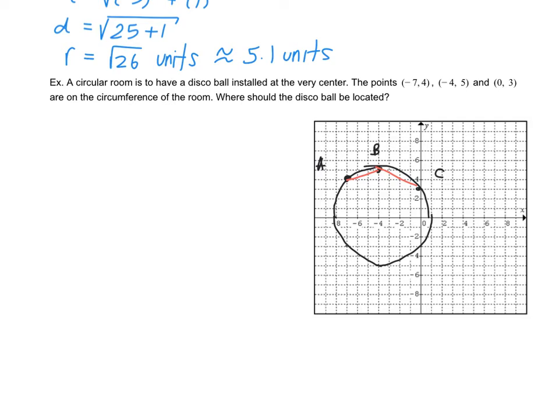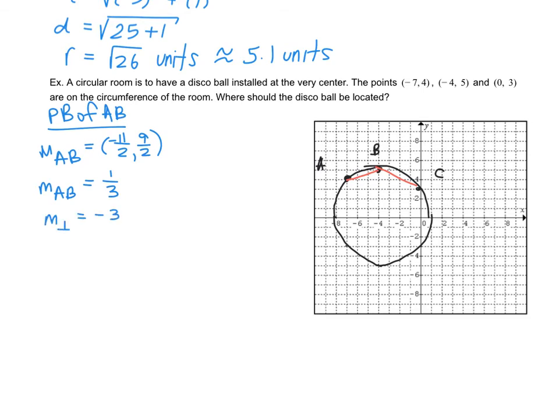All right, so for the perpendicular bisector of AB, for your midpoint of AB, hopefully you had -11/2, 9/2. For your slope of AB, hopefully you had 1/3, and then the negative reciprocal would be -3. And now we can do our y = mx + b. And yes, our midpoint is a fraction, but that's okay. We can deal with that.